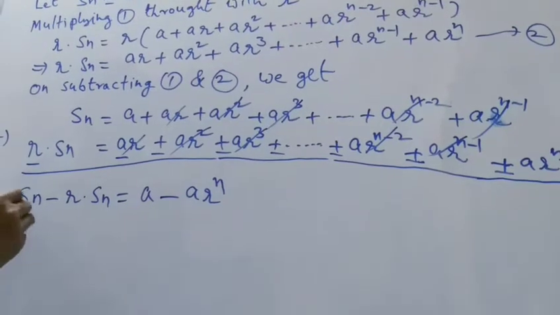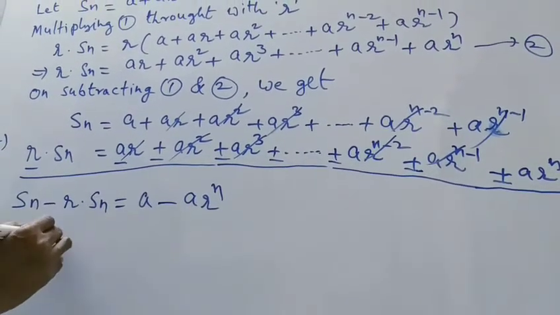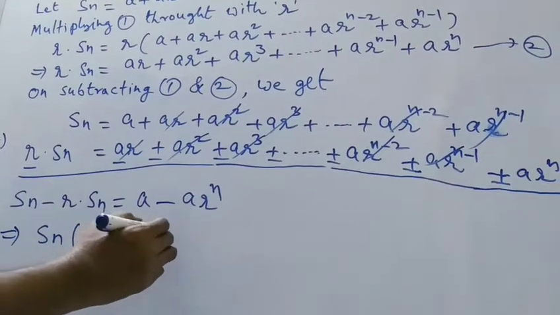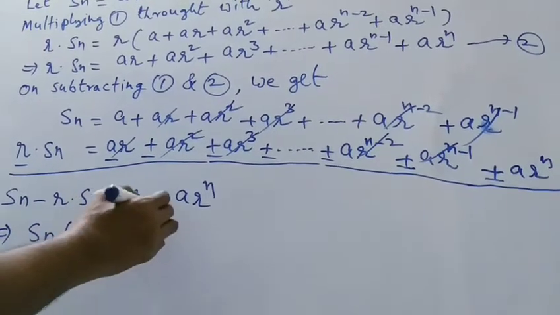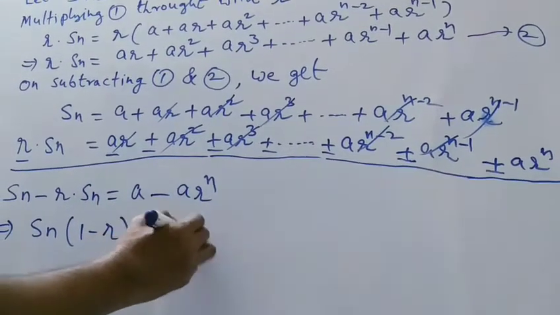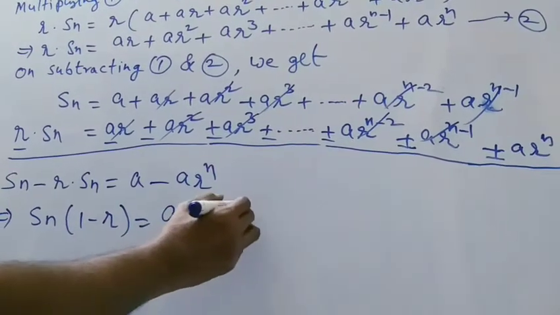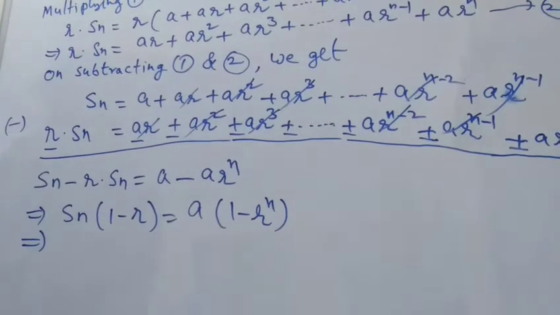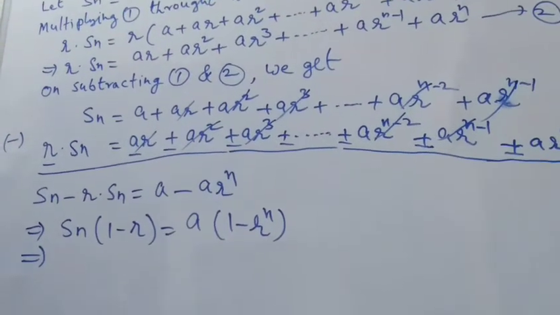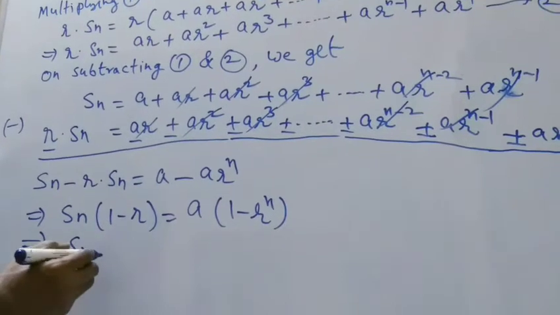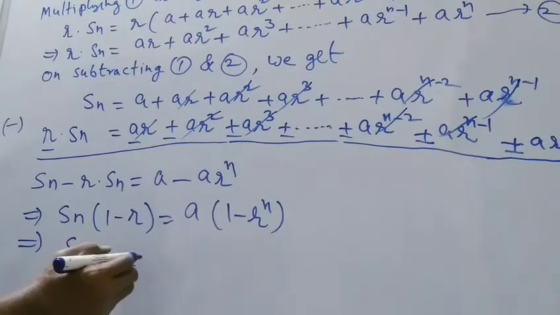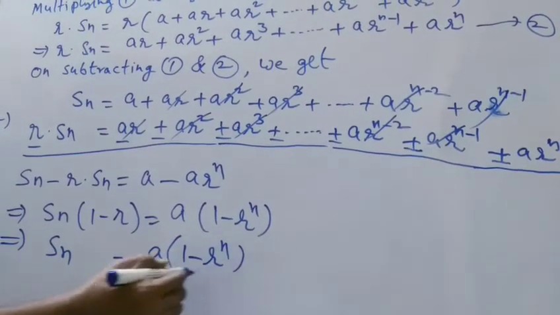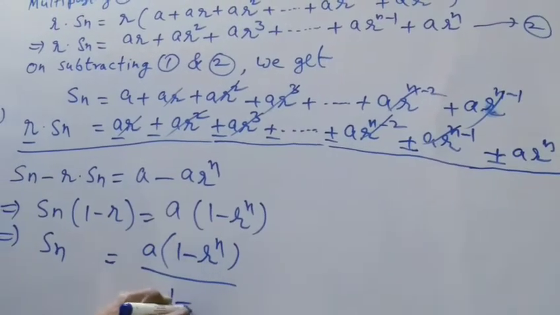Implies, taking Sn as the common factor for these two, Sn of 1 minus r is equal to, on the right hand side a is the common factor here, a of 1 minus r to the power of n. Implies Sn is equal to a of 1 minus r to the power of n by 1 minus r.